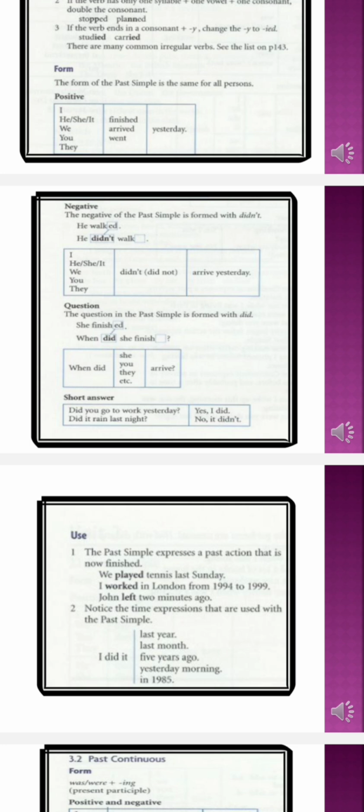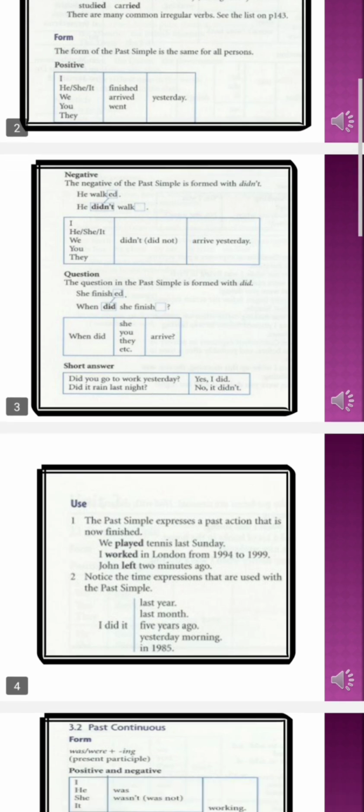Question. The question in the past simple is formed with did. For example, the sentence, she finished, will become the question, when did she finish? When did she arrive? When did you arrive? When did they arrive? Etc.